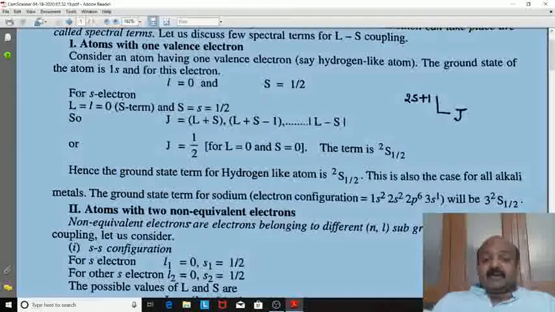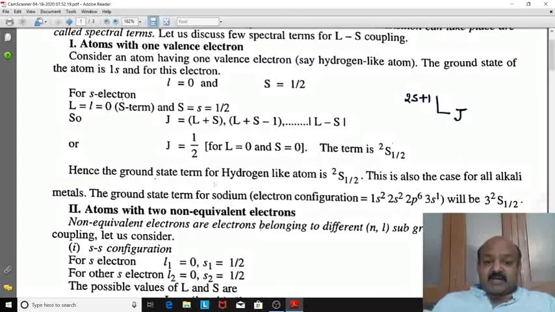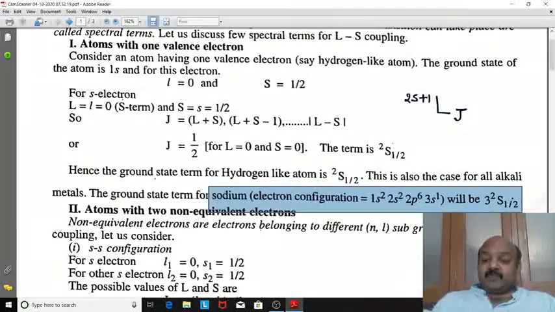In the next, we have taken the example of sodium. A similar term is there, but here 3 is present because the valence electron of sodium is in the 3s orbital. Principal quantum number is 3, so that's why we have written 3 there. So this completes our atom with one valence electron.